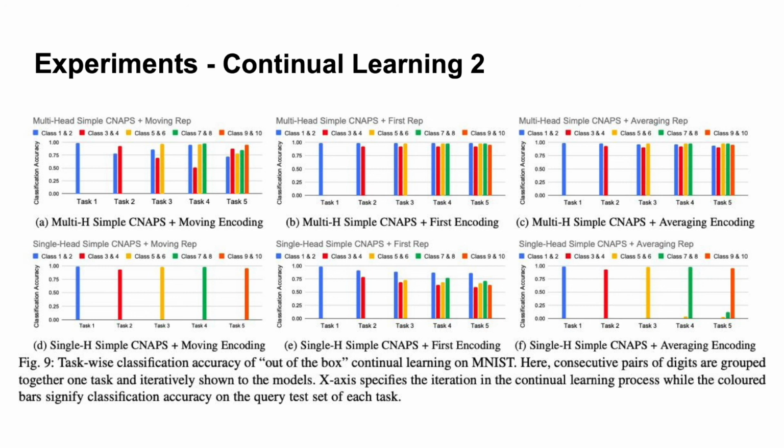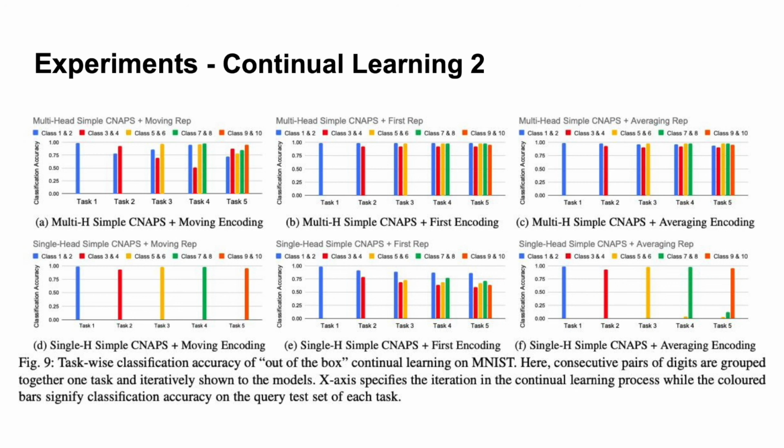Now, with the averaging encoding, we see sort of the relative best of both worlds, in the sense that in the multi-head case, the performance is actually the best and the most distributed across all the tasks at hand, without any particular favoring towards one task or the other.